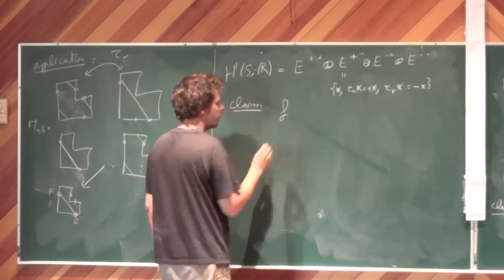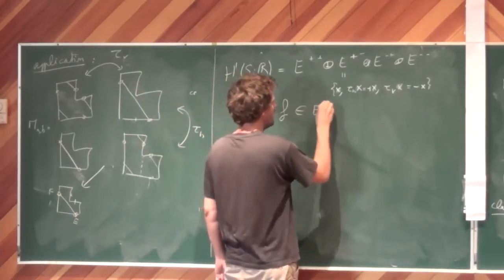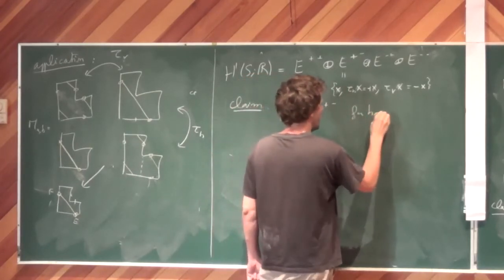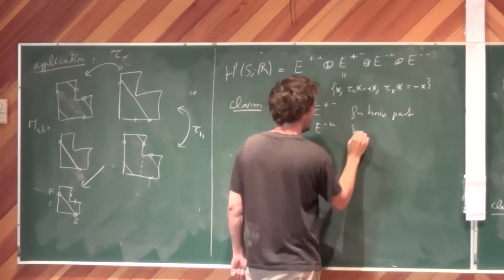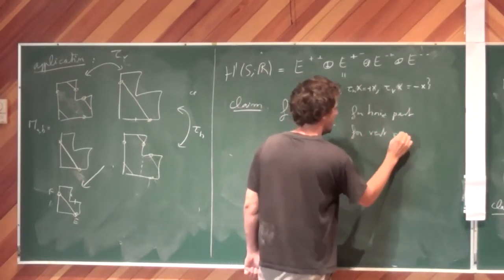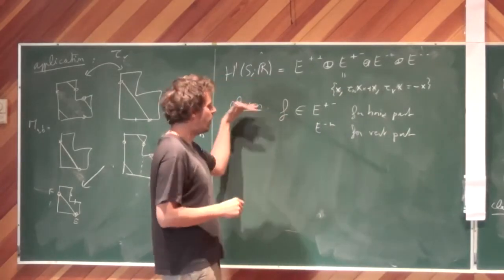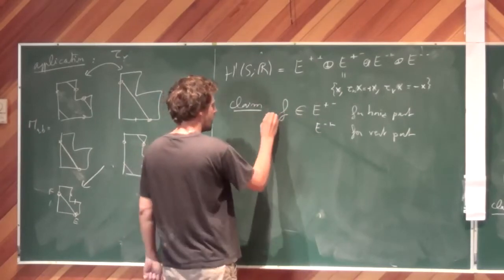And what I claim is that the F we want to consider to make the cover belongs to E plus minus for the horizontal part, and E minus plus for the vertical part. So this is not very well written, but because this belongs to cohomology with value in Z2, the horizontal part belongs to E plus minus and the vertical one to E minus plus. So this is the first claim.